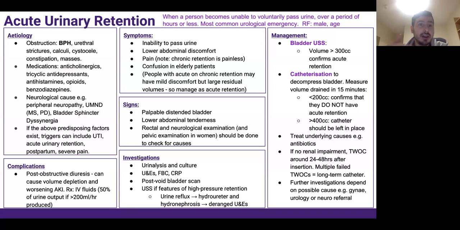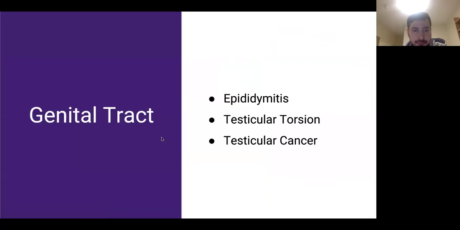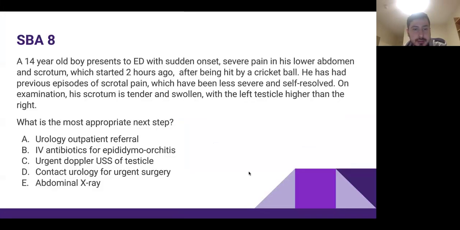And if the patient's fine, they keep on passing urine, they don't go back into retention, you've solved the problem. But if they do go back into retention, you might have to do a long-term catheter for the patient. And depending on the cause, refer to the relevant specialty. So swiftly onto the genital tract with another SBA.